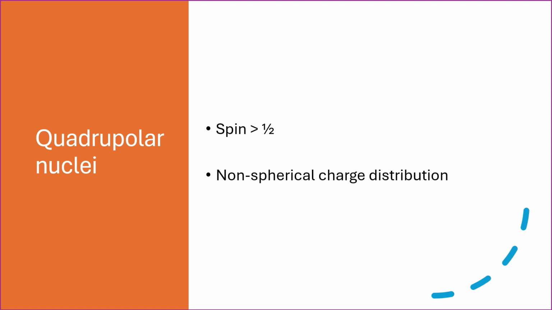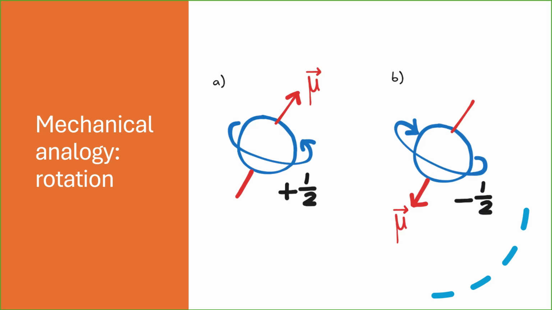Quadrupolar nuclei just do not meet those requirements. Excitation is going to be very hard with a non-spherical charge distribution. And as I mentioned before, you can kind of imagine spin as a rotational motion of the particle that creates a magnetic moment. And the spin can be either up and down, represented by this arrow, perpendicular to the rotational motion, which we call the magnetic moment.